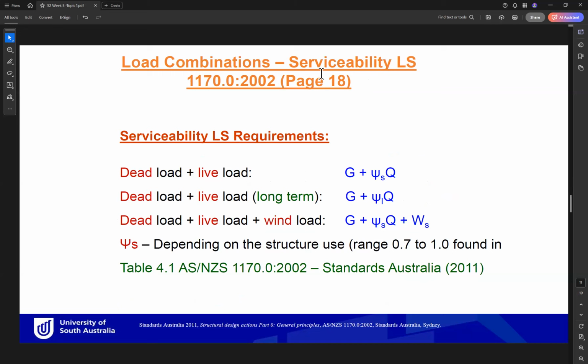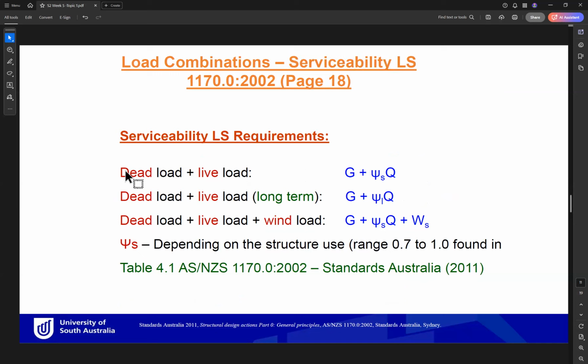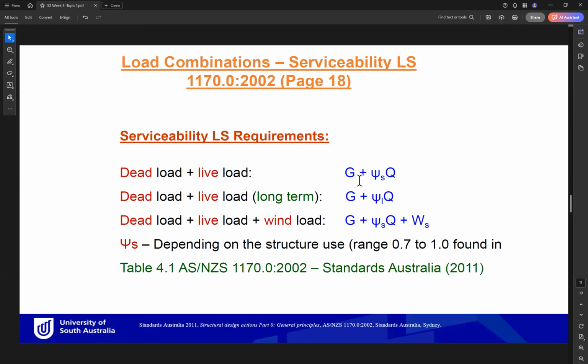Okay, the last page was the strength limit state. Here we have the serviceability limit state. In the serviceability limit state, we also have some combinations of the applicable loads like dead load, live load, and wind load. But here the difference is, if we have dead load and live load, we have G plus psi S Q. As you can see, there is no magnification factor before G or before Q, because the loads here are the actual working loads, not magnified loads like in the strength limit state.